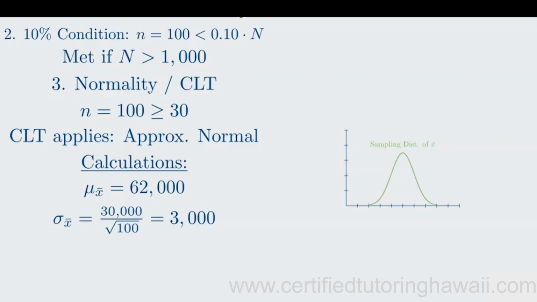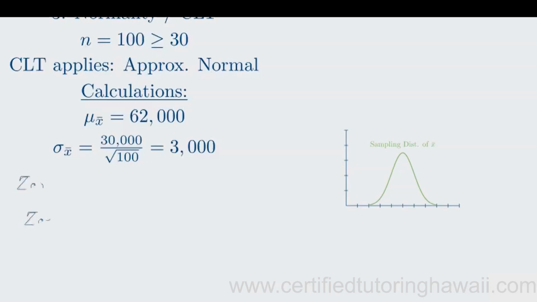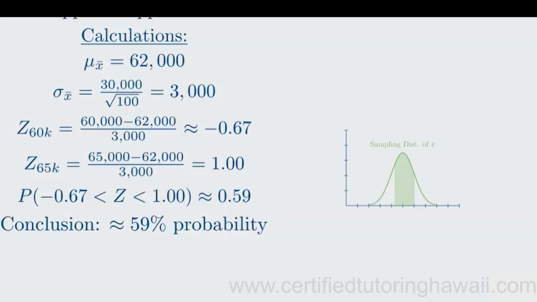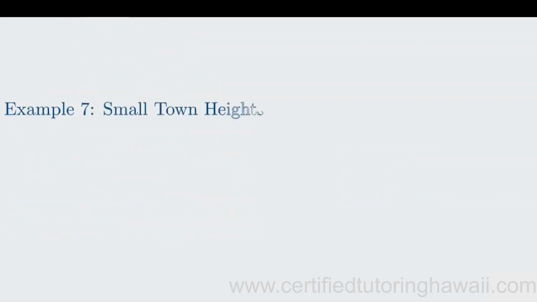We are looking for the probability that the sample mean is between $60,000 and $65,000. We calculate the z-scores for both values. Using a standard normal table, the area between these two z-scores is approximately 0.59. So, there is about a 59% chance that the mean income of a random sample of 100 households will fall between $60,000 and $65,000.